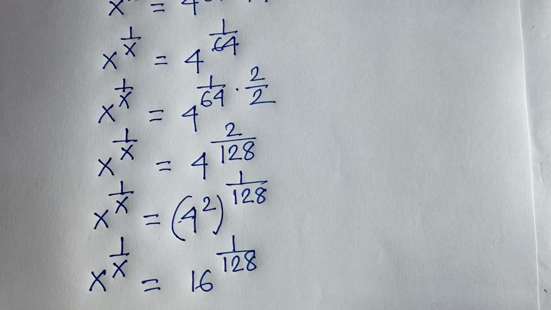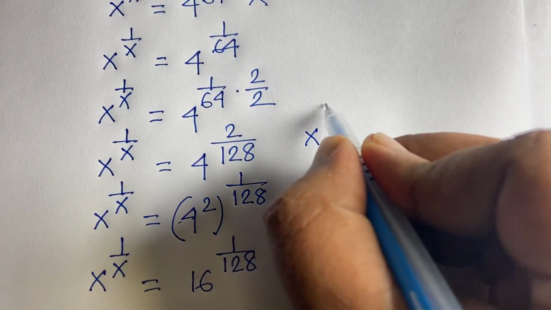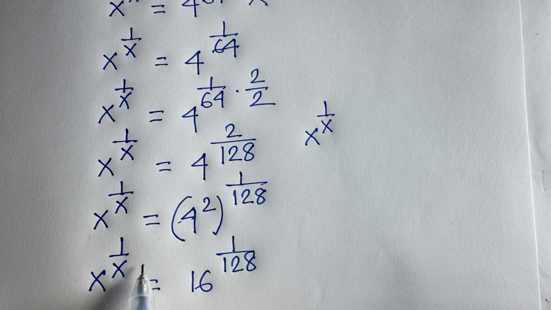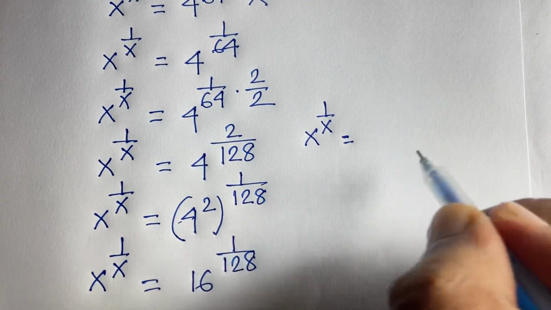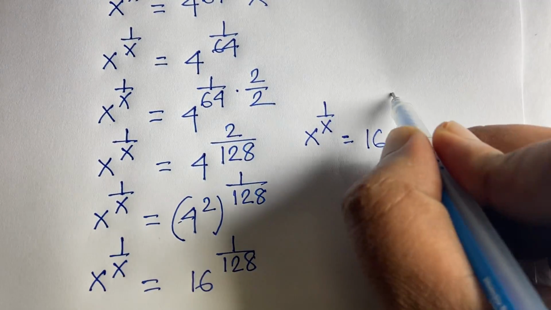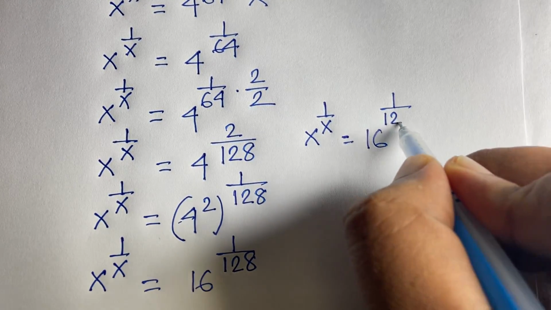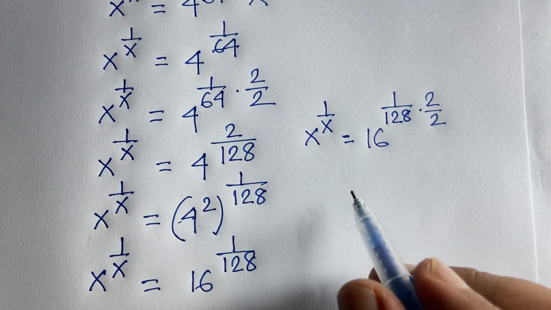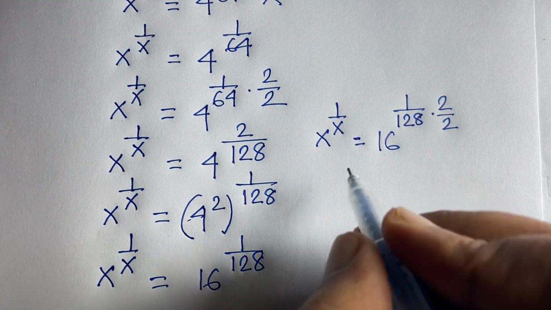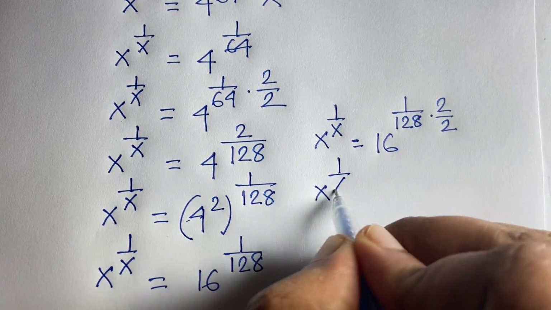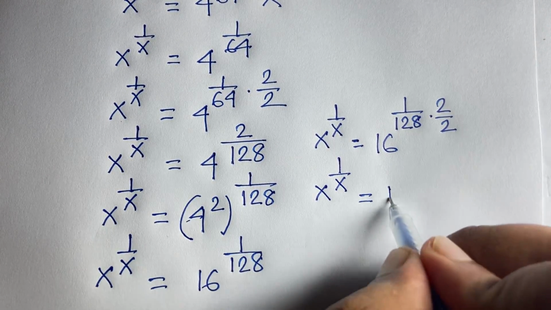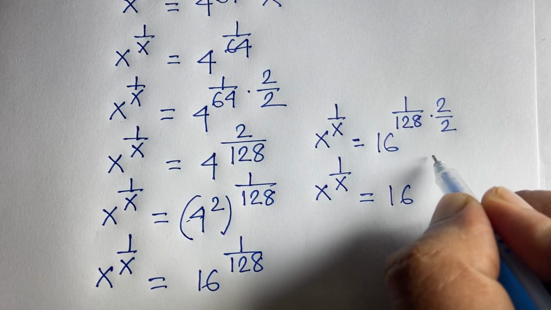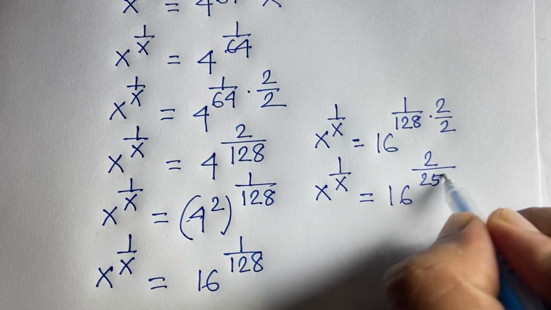Now I can say easily here is x to the power 1 over x. Yes, this x to the power 1 over x is equal to 16 power 1 over 128 times 2 over 2. I again use 2 over 2. Now at this moment I can say easily here is x to the power 1 over x is equal to 16 power 2 over 256.